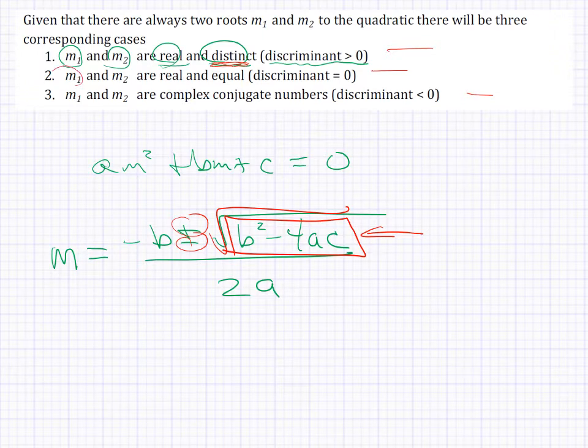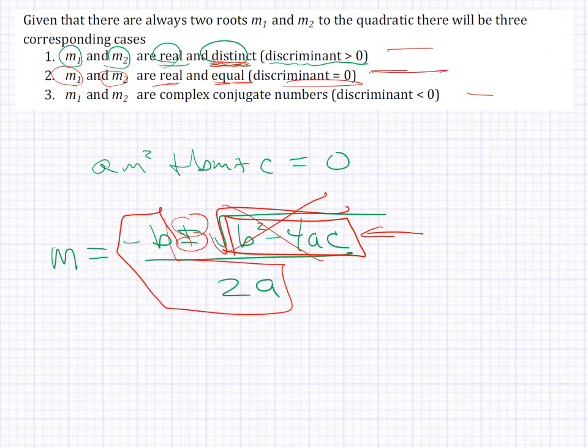Second possibility is m1 and m2 are real, but they're equal. They're the same solution. We call that a repeated solution. You could say it's only one solution, but technically it's two solutions, just both exactly the same. That's when the discriminant equals 0. Taking the square root of 0, this whole square root drops off, so you're adding and subtracting 0, and we ignore that. In this case, your solution for m would be negative b over 2a. And that's a repeated solution. There's two of those.